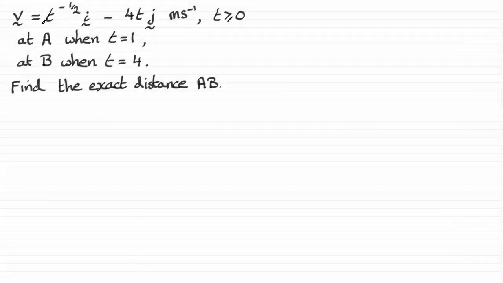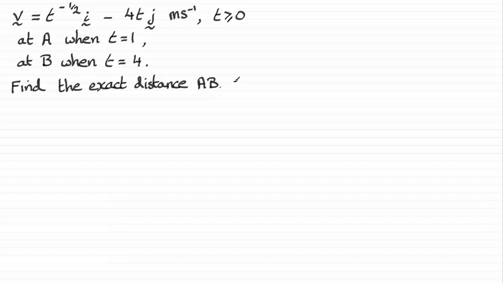So briefly, with this question, we're given the velocity vector v, and we're told that this particle is at the point A when t equals 1 and at point B as well when t equals 4. And so we've got to find the exact distance AB.